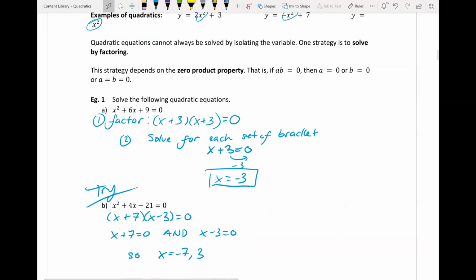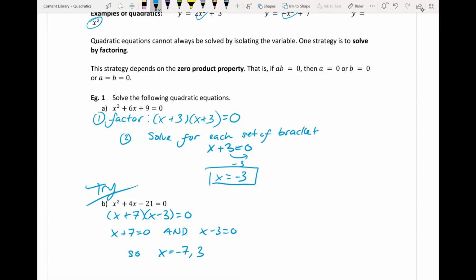Okay, so here's the solution to b. When you factor, you should get x plus 7 in one set of brackets and x minus 3, because 7 times negative 3 is negative 21, and if you add 7 and negative 3 together, you will get 4. So then afterwards, you want to solve for each set of brackets and set it equal to 0. You're going to move this 7 to the other side, which is negative 7, and move this 3 to the other side, which is 3, so your answer is negative 7 and 3.